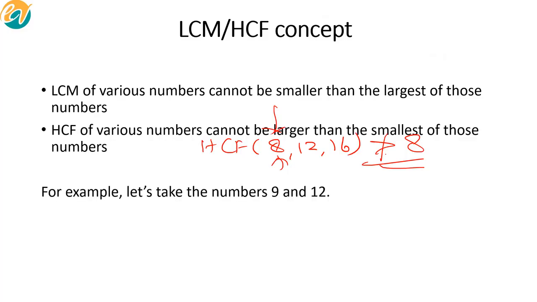All right. Yeah, we've taken 9 and 12 as an example. HCF is 3 and LCM is 36. So LCM of various numbers cannot be smaller than the largest of those numbers. Similarly, HCF of various numbers cannot be larger than the smallest of those numbers.